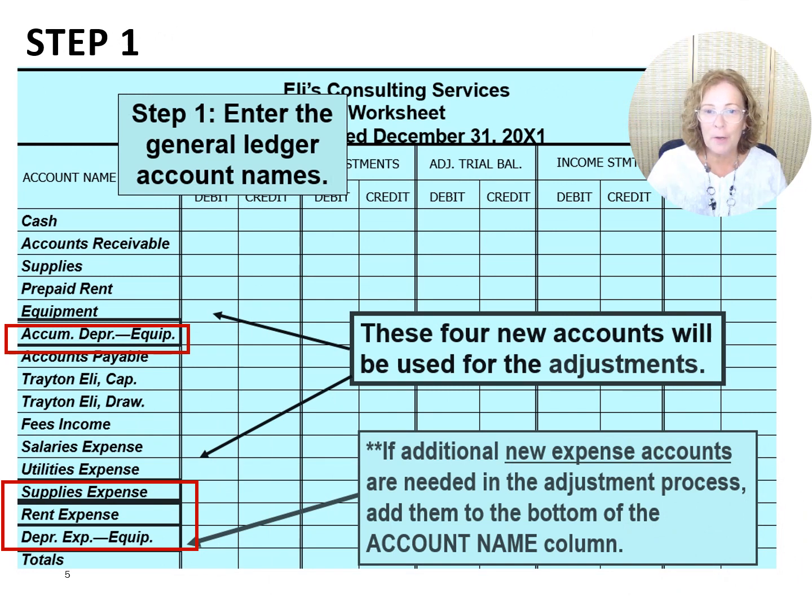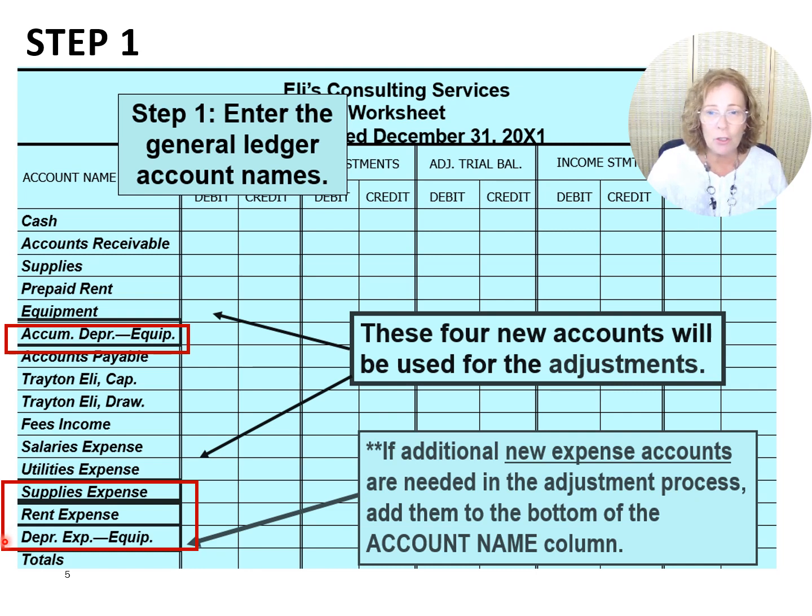All right, here we go. So first we'll enter all of the GL account names for Eli's Consulting into the account name column. Here I already added 4 new accounts that I know we'll need later because we will record adjustments that impact these accounts. These accounts are accumulated depreciation, supplies expense, rent expense, and depreciation expense.